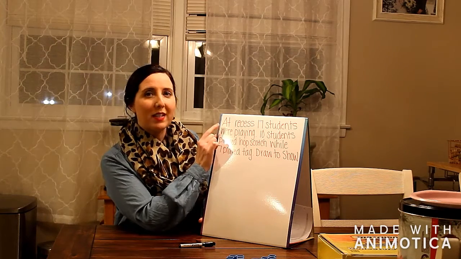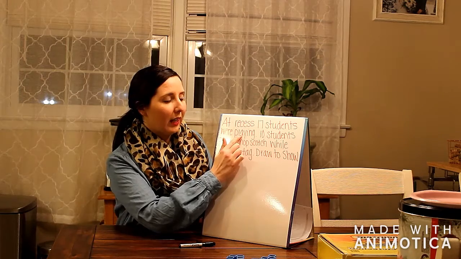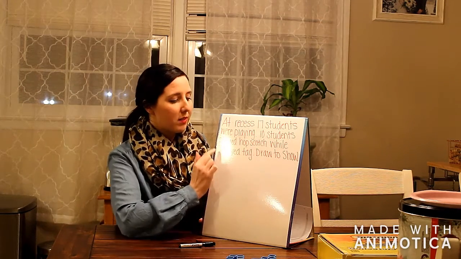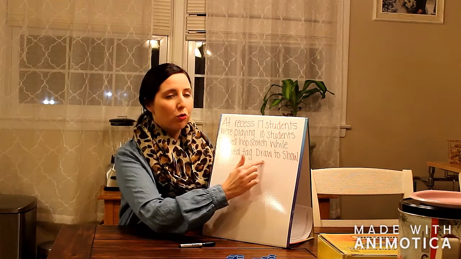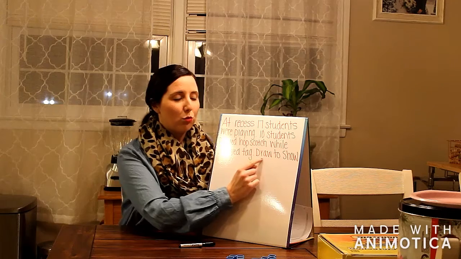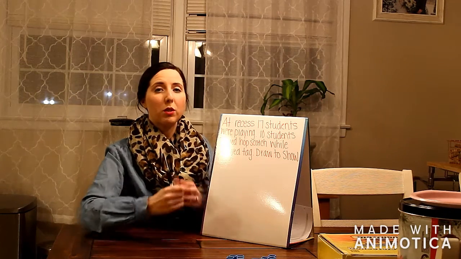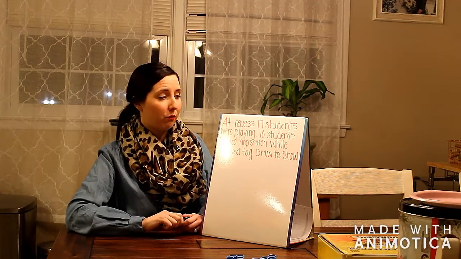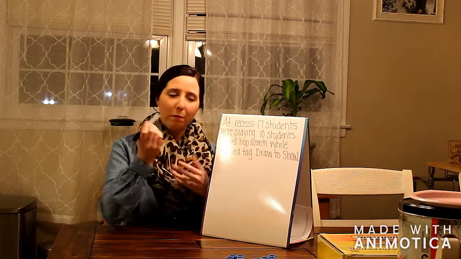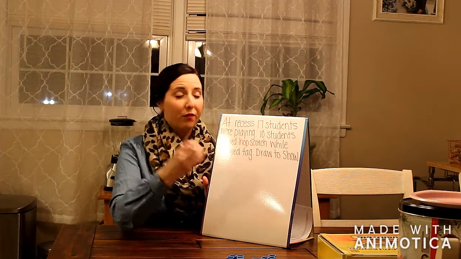Okay, so the problem says, at recess, 17 students were playing. 10 students played hopscotch, while 7 played tag. Draw to show. So I know that in this assignment, I'm going to need to draw to show. And I'm going to need to go back into my problem to make sure I pull out all of that important information. So now's my time that I'm going to take out my pencil, or in this case, my marker, and start marking up my problem to pull out those important facts.